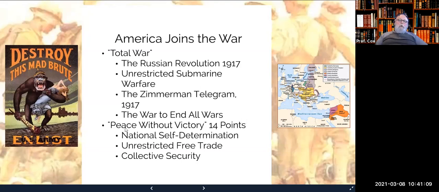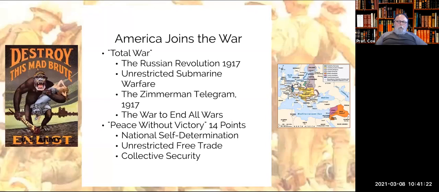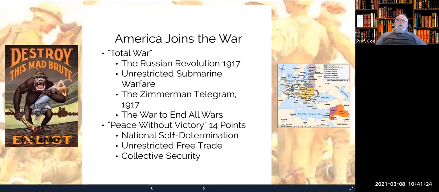So Germany offers to surrender to the United States, but Wilson refuses to accept the surrender as long as the Kaiser is the monarch in Germany. The Kaiser is still in power. So the result then is that the Kaiser abdicates and a republic is formed. And then the United States accepts the surrender of Germany.